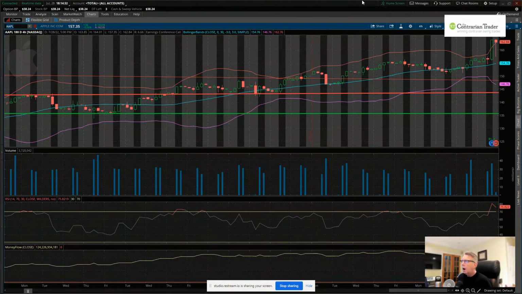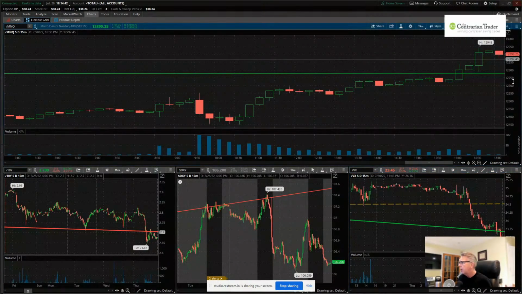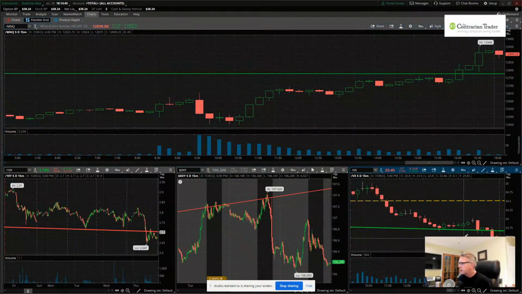Okay. Let's go to the futures. I want to see if we are still continuing to pull back here. No, we regained momentum here on the NASDAQ. VIX is still stable, though.